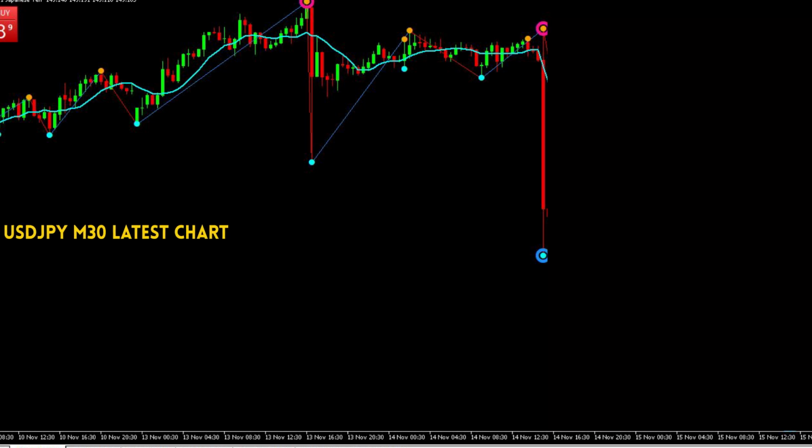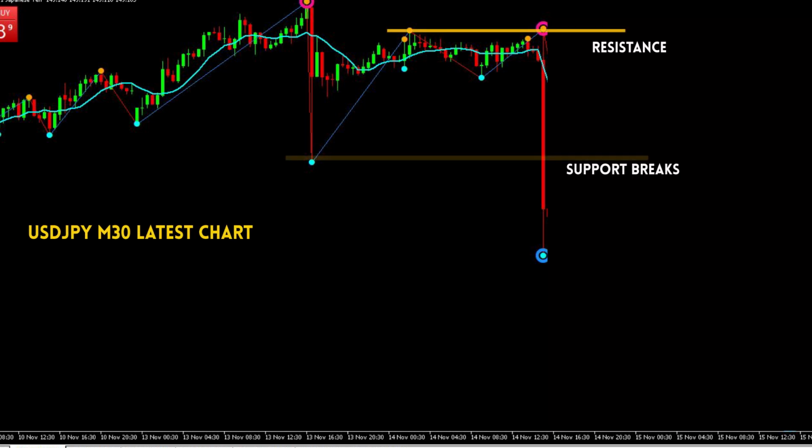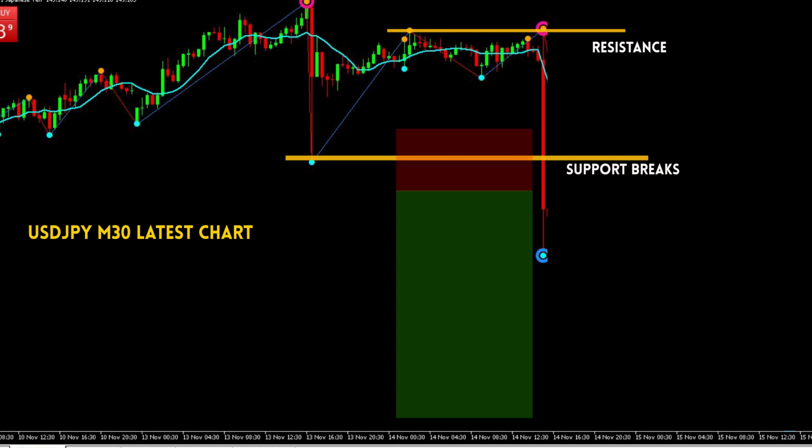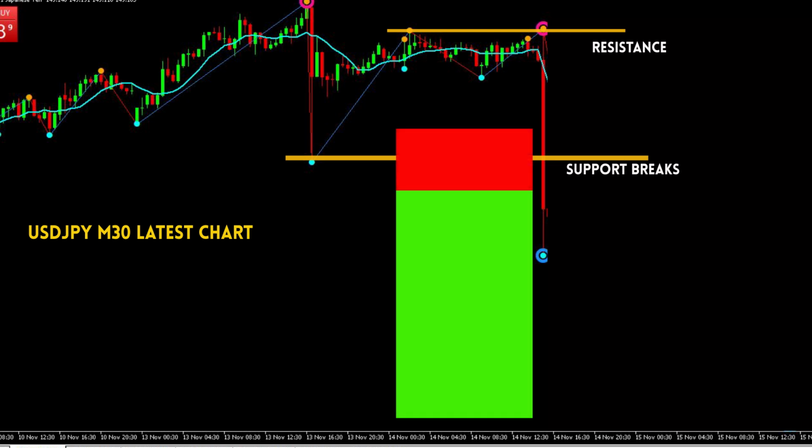In this USD/JPY M30 chart, we draw support and resistance lines and make a sell trade as per our strategy. Stop loss and take profit are defined clearly on screen for your learning. Let's see the results. Take maximum profit and exit the market and wait for the next trade setup.